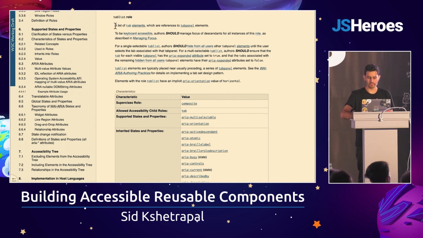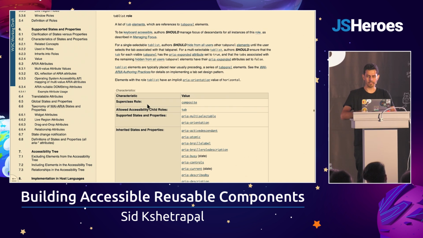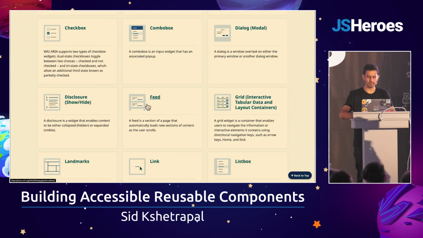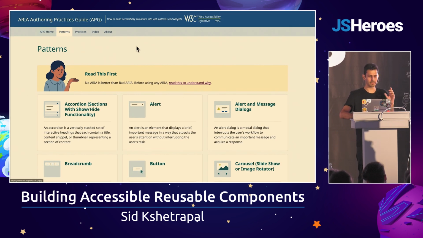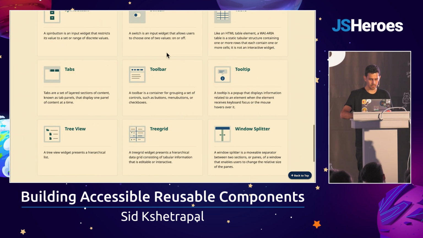It talks about how there's a tab list. It should have child roles. These are the possible attributes that you can add. I find the spec really useful, but it's also a bit dense to learn from for the first time, which is where the authoring practices guidelines really help. So for example, they have tabs. There you go.